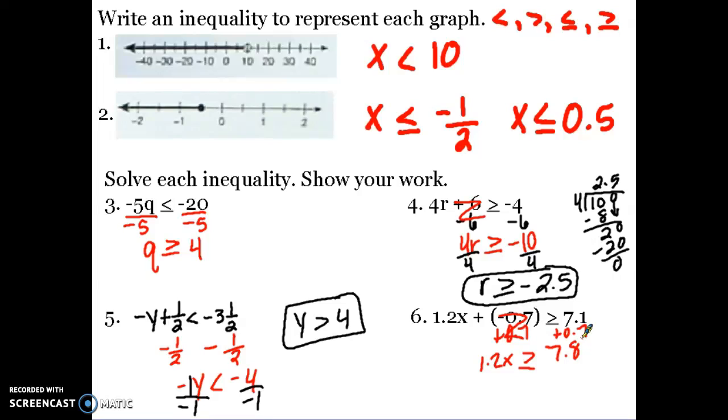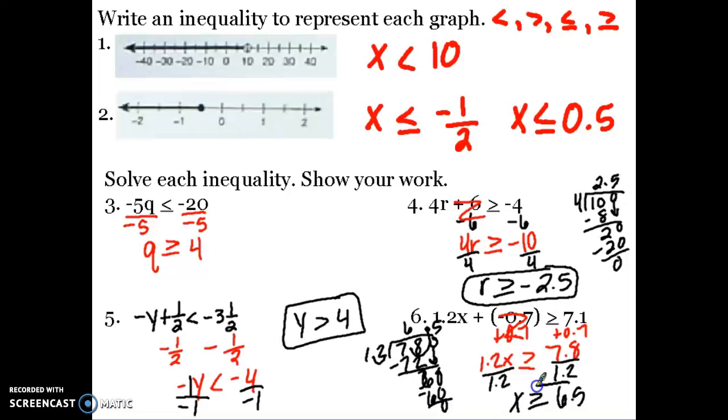Now I have to divide by my coefficient. 7 8/10 divided by 1 2/10. That leaves me with x is greater than or equal to, the bottom number goes outside the house. We have to move our decimal. 12 will go into 78 6 times with 6 left over. 12 will go into 60 5 times. So x is greater than or equal to 6 1/2.